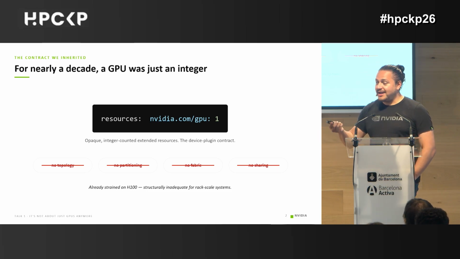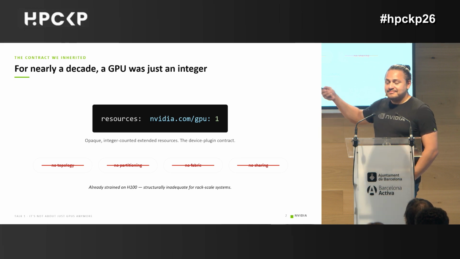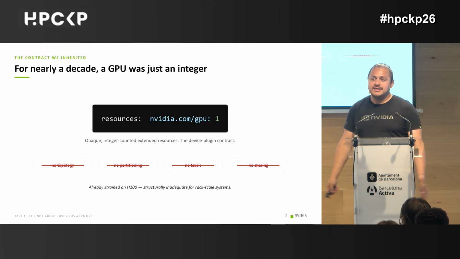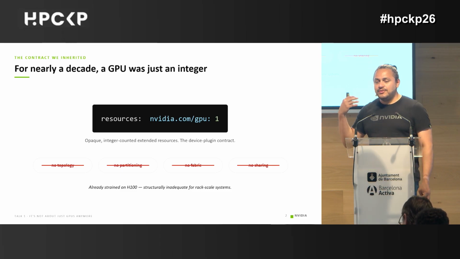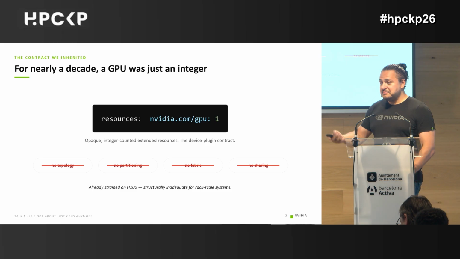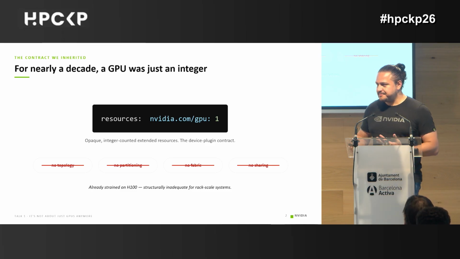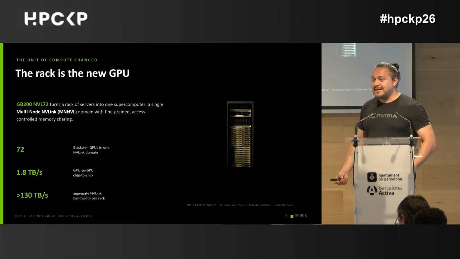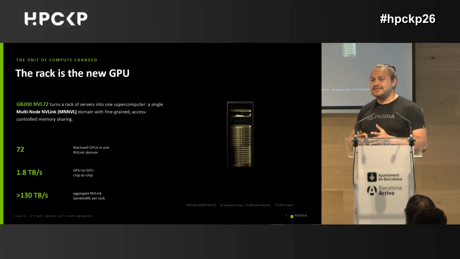So it used to be an integer. No topology, no partitioning. Basically, you were getting a GPU, and if your cluster is a heterogeneous GPU cluster with A100s or H200s, or even previous L40s or things like that, you will get a GPU. You don't know which type of GPU you are getting. But now, also, a problem that we are facing is the rack itself is a GPU, right? The rack itself is a node.